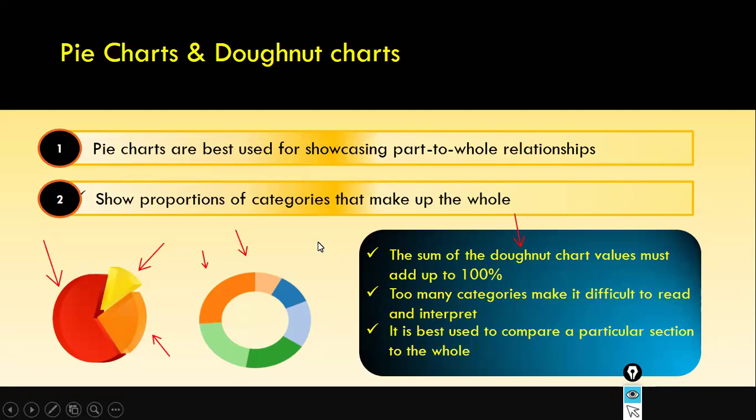But you need to remember these things when it comes to a pie chart or donut. The sum of the donut or pie chart values should add up to 100%. Too many categories make it difficult to read and interpret. If you have too many categories in your categorical column, then don't go for these types of visuals. This is basically to compare a particular section to the whole, like a stacked chart. Even in the case of pie charts, if you want to compare the part to the whole, then you can go for pie charts.